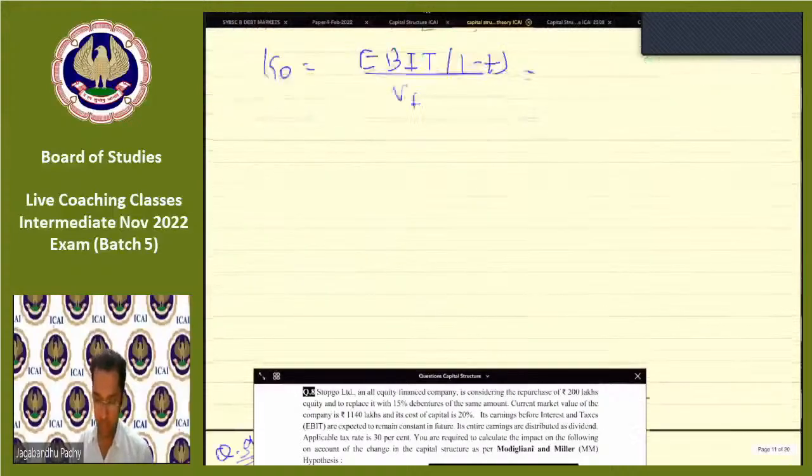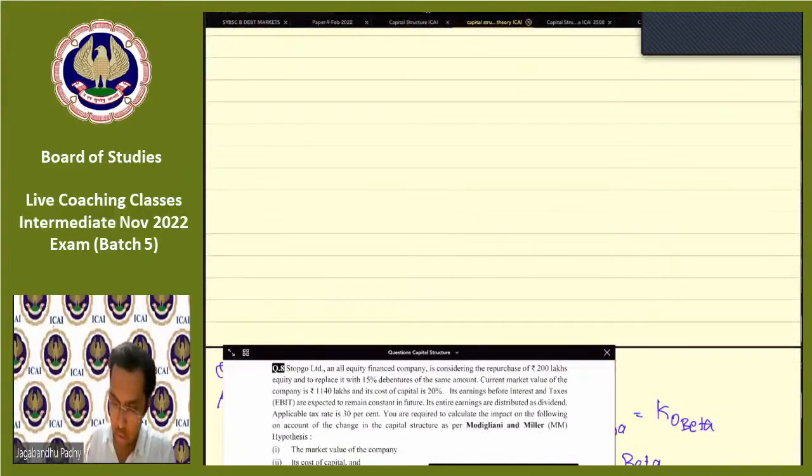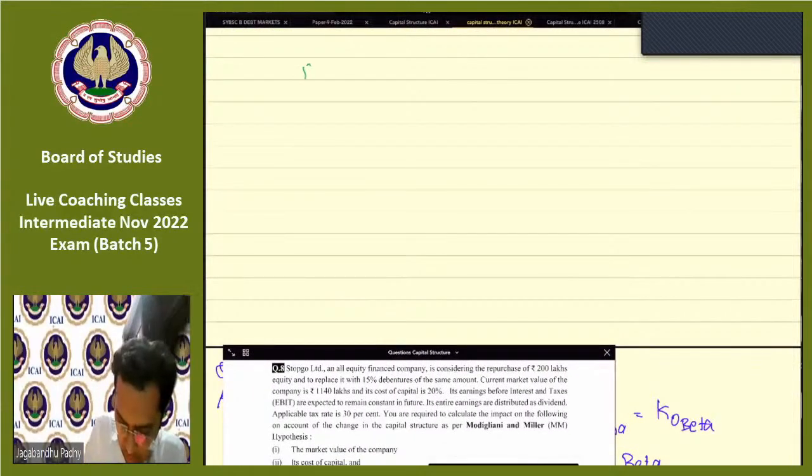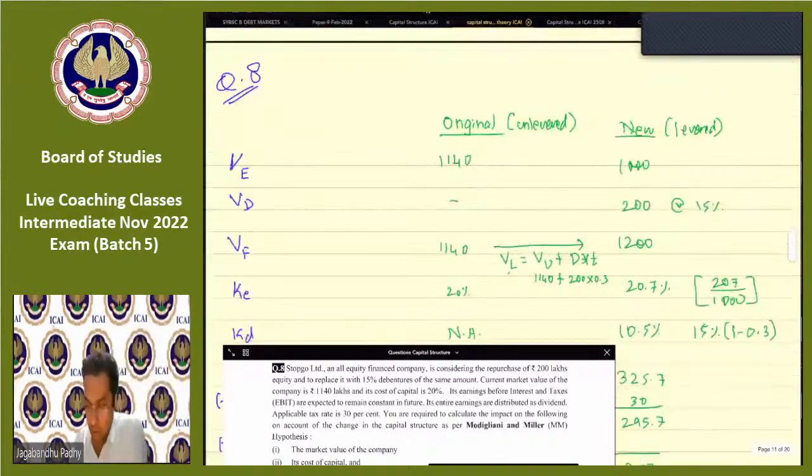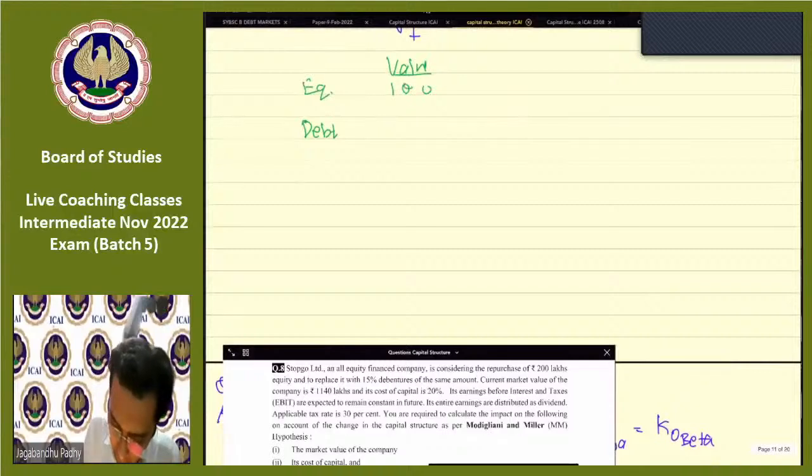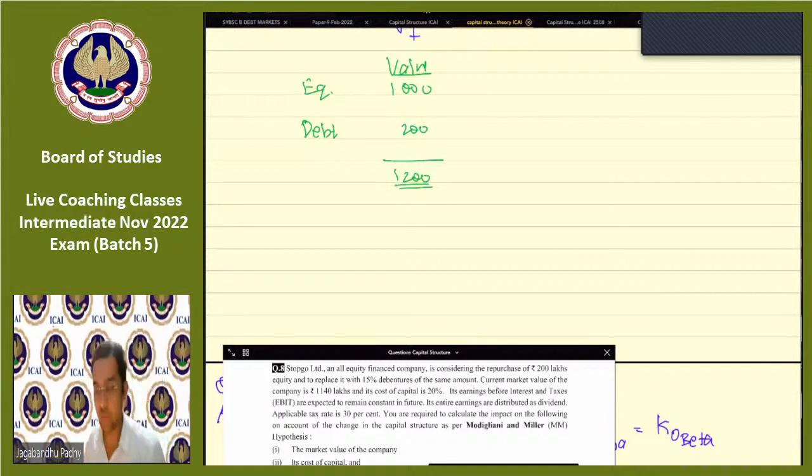Calculate the KO. One of the ways of computing KO is writing down equity and debt value. Equity value was 1000, correct. Debt value was 200 and total it was 1200.